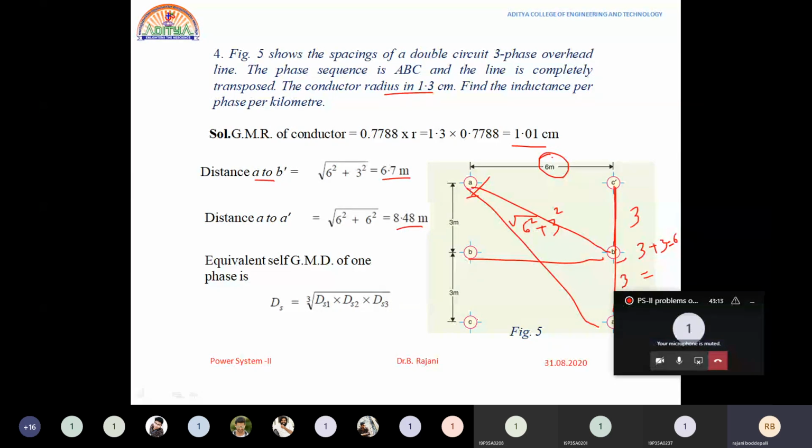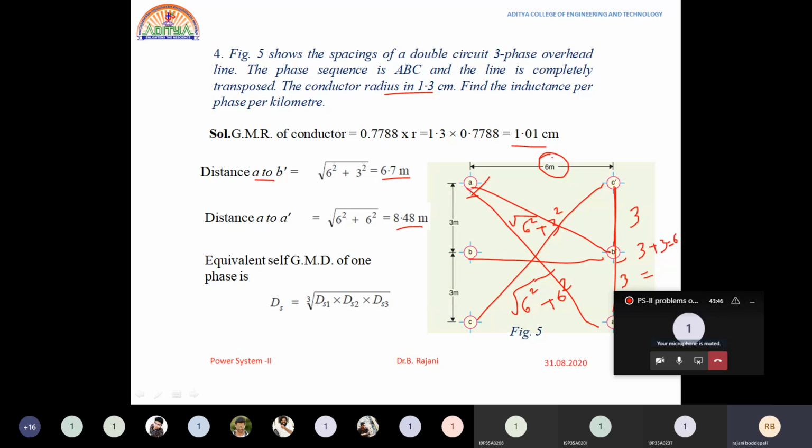All of you listen to me carefully. C to C dash is the 6. See, this is the 6 distance. Sorry, this is the root over 6 square plus 6 square. This is also 6 square plus 6 square, depending on the position at which it is placed. So depending upon the distance, you need to find the distance from one conductor to the other. C to C dash again gives you the value, 8.48 meters.